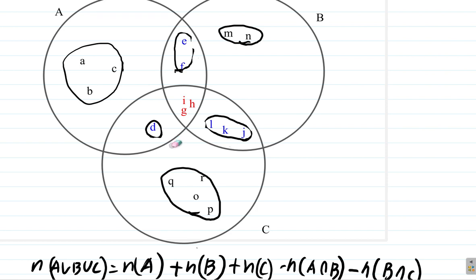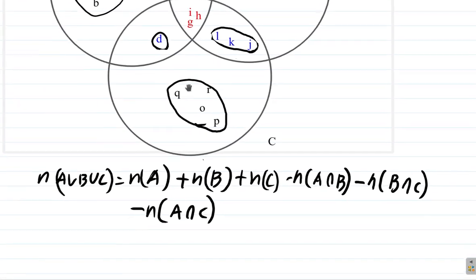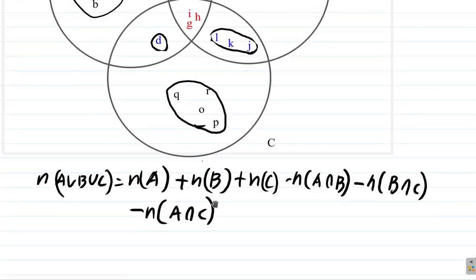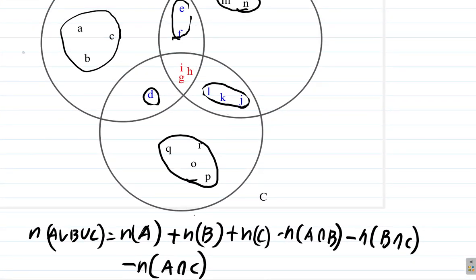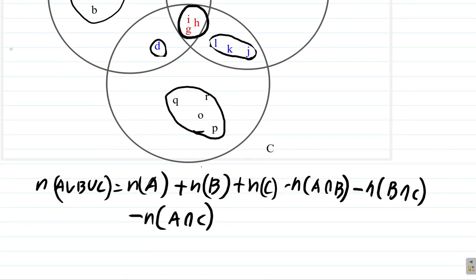But now, remember, the covering means that they were counted once. So the G, H, I doesn't have any covering. It was not counted. Everything was removed. So we're going to have to put it back. So let's put it back. So we add the number of elements in A intersect B intersect C.